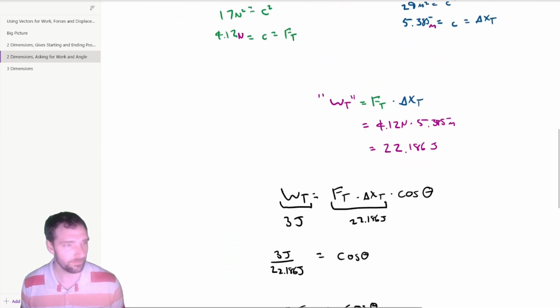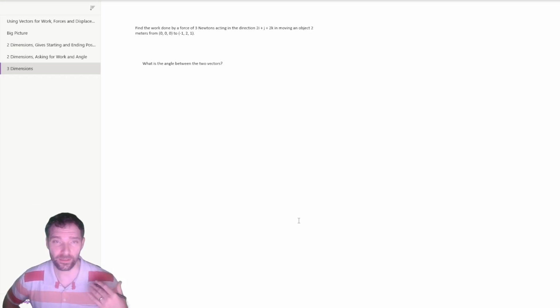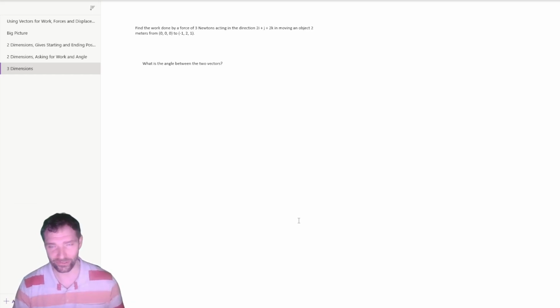So yeah, that's the main idea when you're doing this in 2 dimensions and also trying to find that angle between them. If we have some forces in 3 directions and displacement in 3 dimensions as well, then we can find the overall work that's being done as well as the angle between the two. And it's the same sort of idea. We just need to add another dimension in. So when we're looking at this work now, there are actually 3 dimensions.